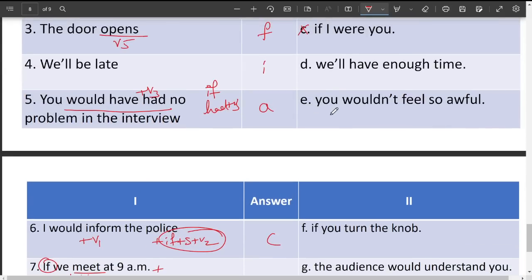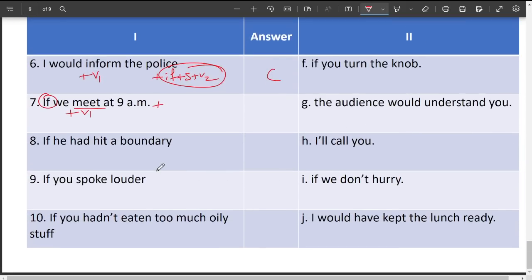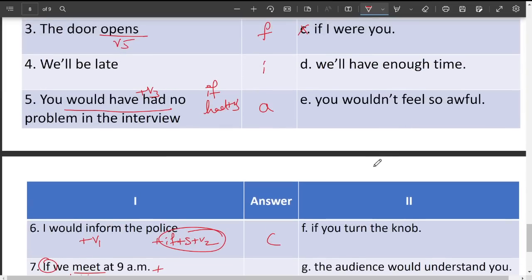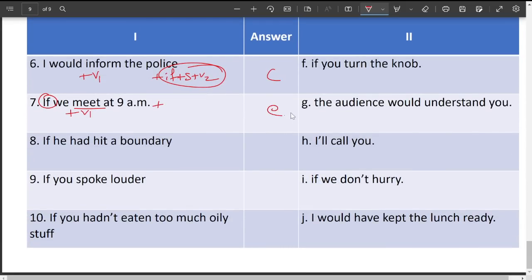If we meet at 9 a.m., what happens? We will have enough time. Is this okay? If we meet at 9 a.m., then we will have enough time. If we don't meet at 9 a.m., we will not have enough time. So E can be used here.